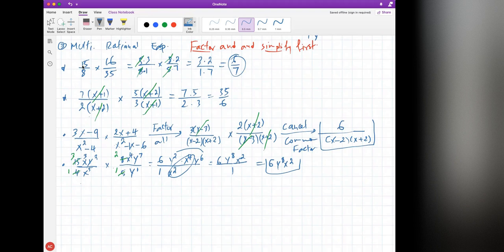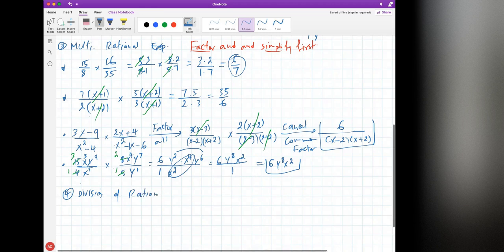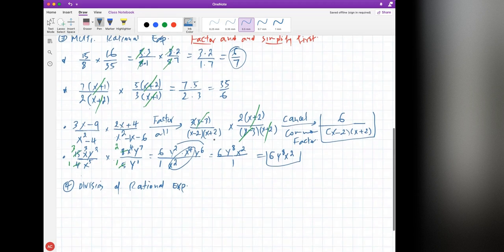Okay, so now that's the multiplication. The division is almost like this. The division is almost exactly like that, except we need to do one extra step in the beginning. So, division of rational expressions. So again, before dividing some rational expressions, let's just review the division of fractions with some regular fractions.